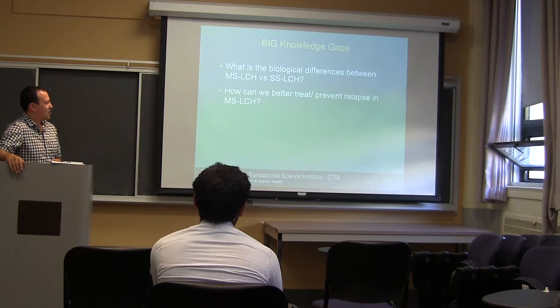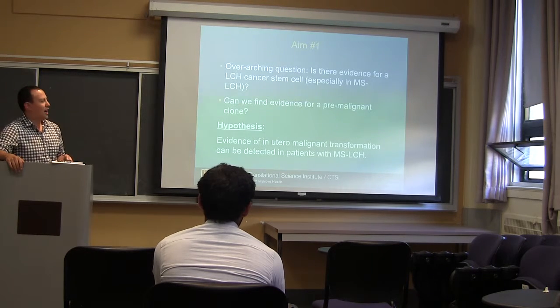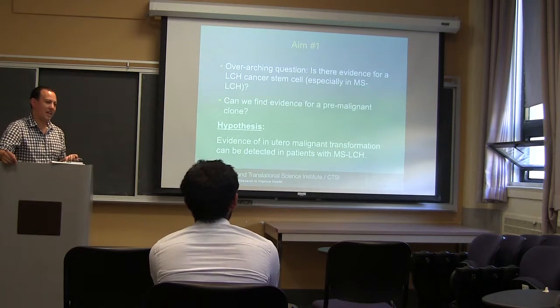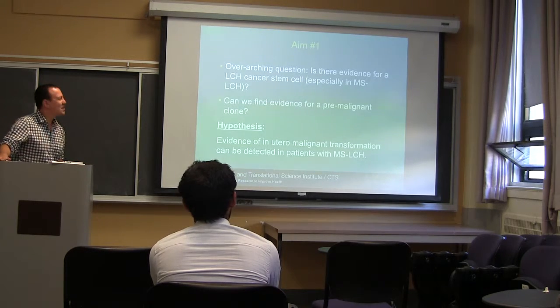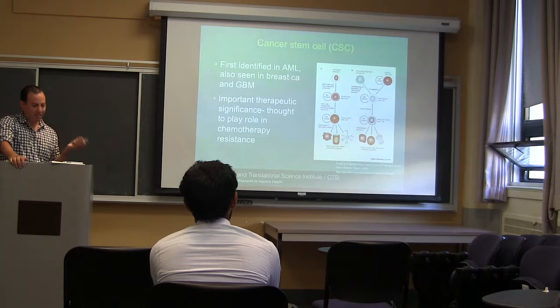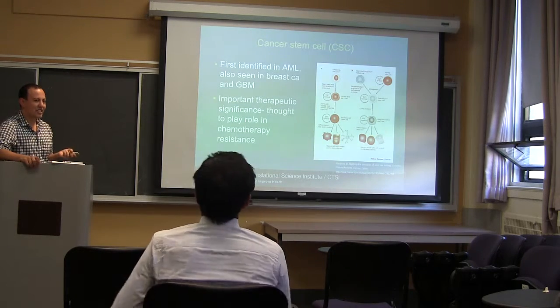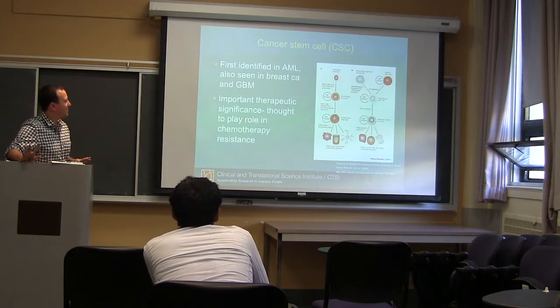So again, I just want to stress this. One of the first aims is going back to where the cell is coming from, and then my biggest question here is, can we see evidence of an LCH cancer stem cell? And I'm proposing that we can, especially in multi-system disease. I just want to briefly talk about cancer stem cells, because I don't know if all of you have heard about them, but they're gaining a lot of traction in the field of oncology. 10 years ago, people thought you maybe were crazy, but this is now gaining quite a bit of traction.